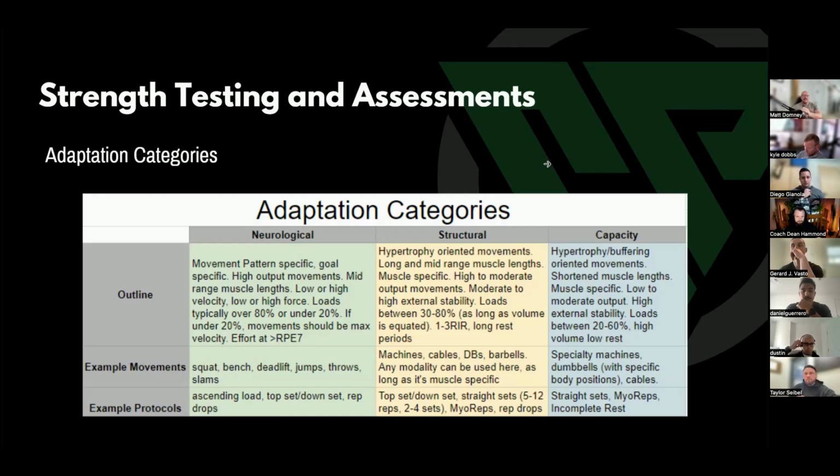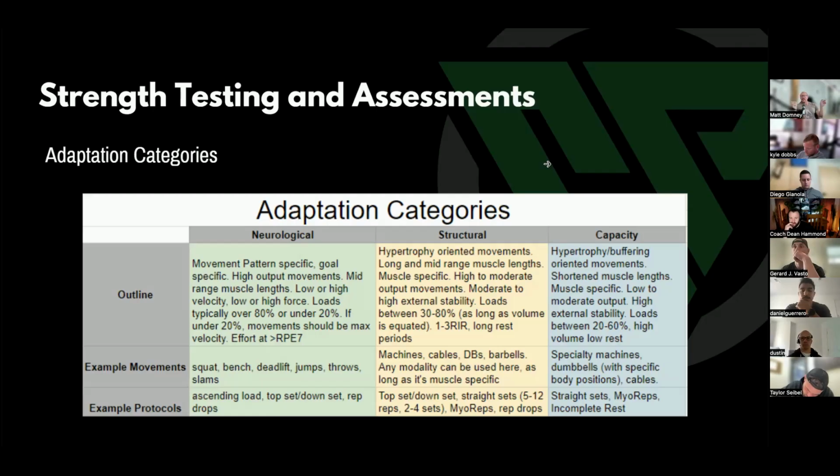The way I'm looking at these, the outline is that they're movement pattern and goal specific. They are anything that's going to be a very high output movement, right? High output could be something like throwing a baseball as hard as you possibly can, doing a med ball chest pass as hard as you can, doing a keg toss in strongman as hard as you can, a max effort deadlift, a max effort squat, or max effort sled pushes. All of those are much more neurological adaptations because they require a high degree of intramuscular coordination, a low amount of specific time under tension, and they're not going to produce much for hypertrophy. So the loads for these are typically going to be over 80% or under 20%.